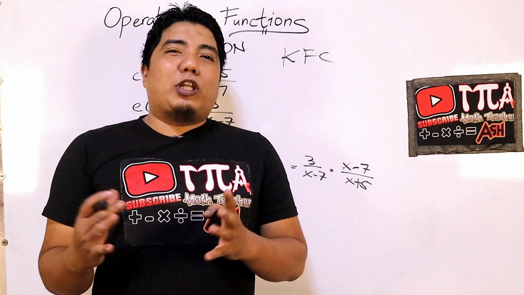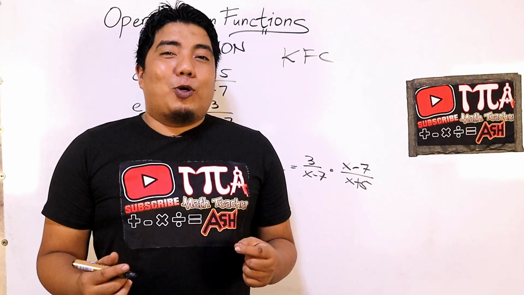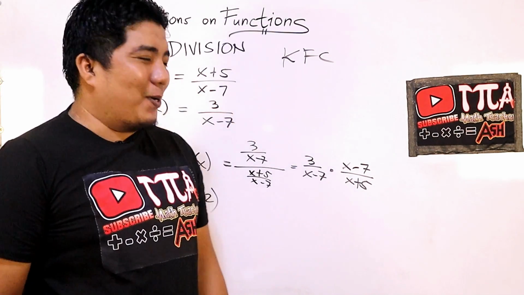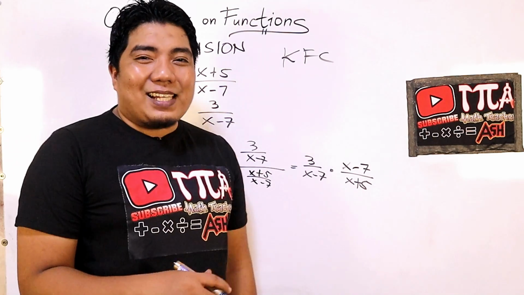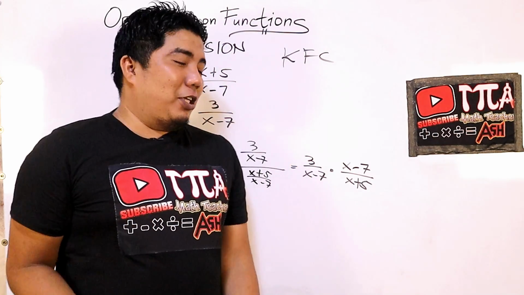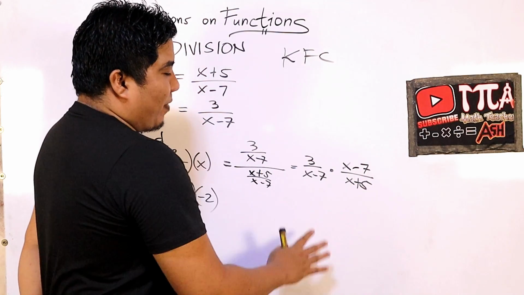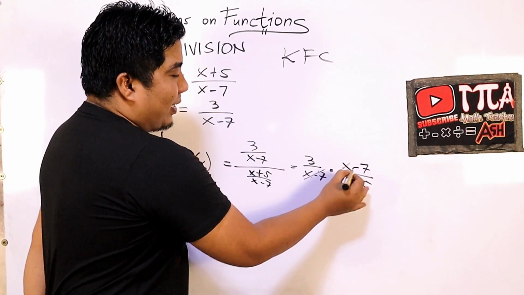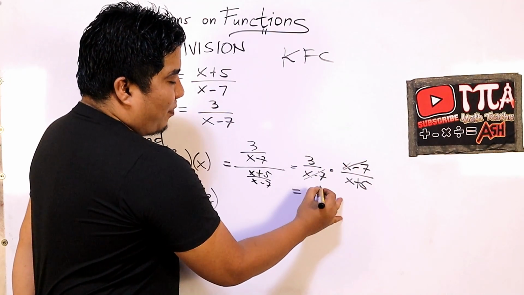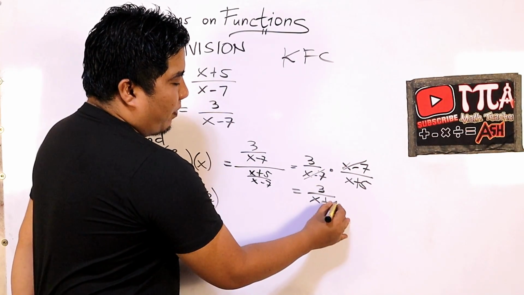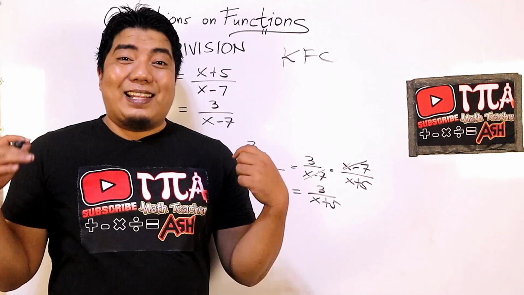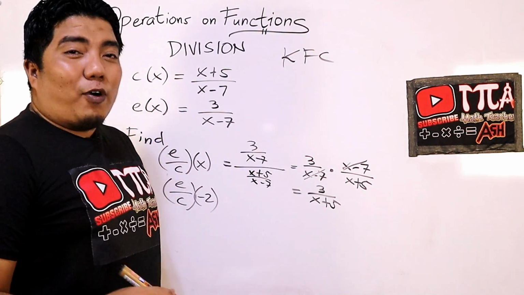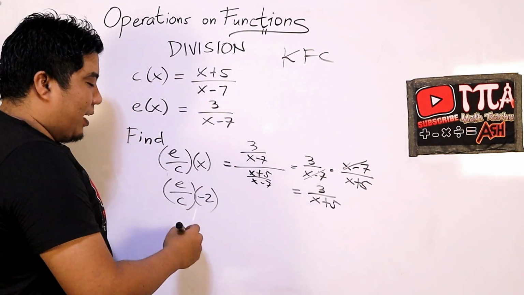And of course, in multiplying fractions, we all know that we just multiply numerator to numerator and denominator to denominator. Okay, but I always apply cancellation whenever I have the opportunity. So since here we have an opportunity to cancel x minus 7 because they are identical, we can cancel them, all right? And we only have 3 for our numerator and x plus 5 for our denominator, and that's it. Easy, right?